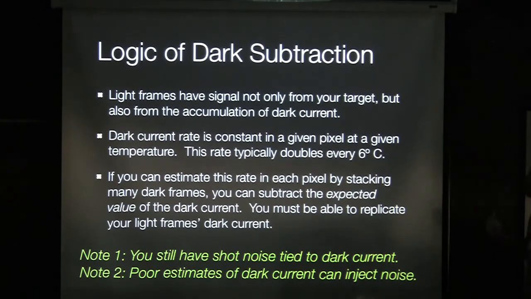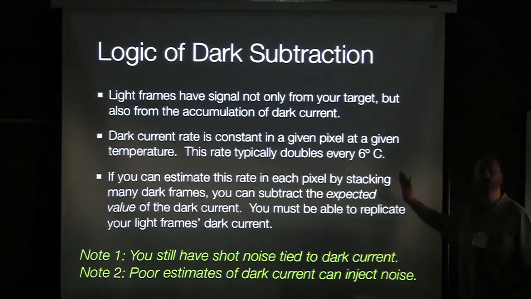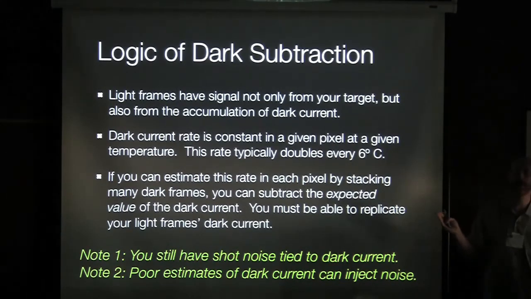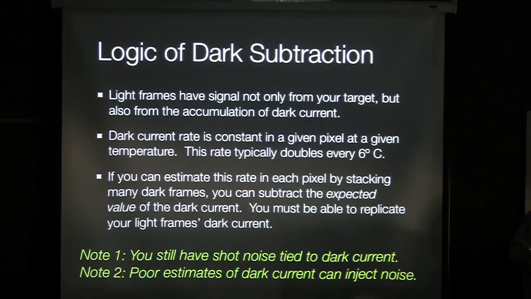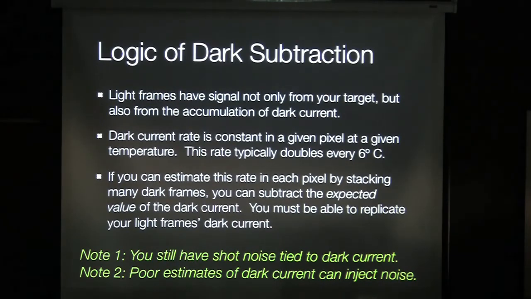That's only going to work if you can actually estimate that, if you can repeat in a dark frame that which you had in a light frame. Now, since there's noise associated with this, we take whole big stacks so we can average out that noise and get a really good expected value of the dark current so we can subtract that out.